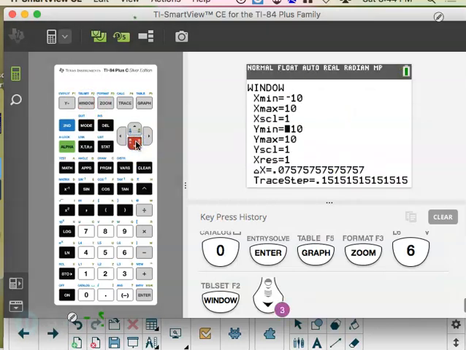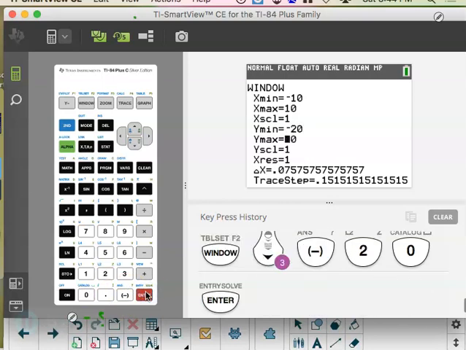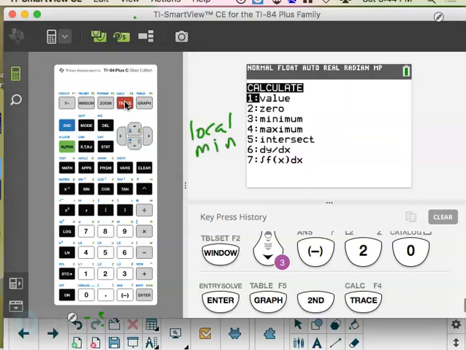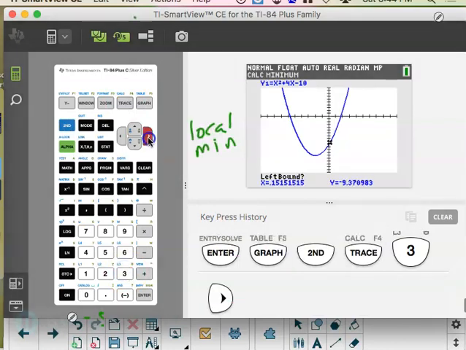And maybe we'll try, might as well go with negative 20, huh? And we could go by twos. Hit graph. Yep, there it is. So let's find that local minimum. Second trace. And number 3. And Blinky's going to help us out here. We'll use our left arrow to go to the left side of the valley.